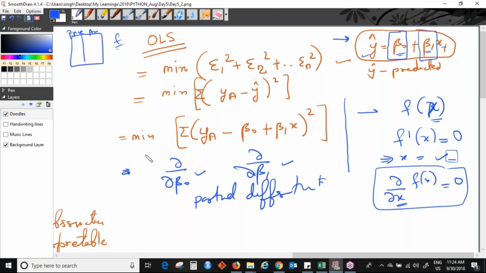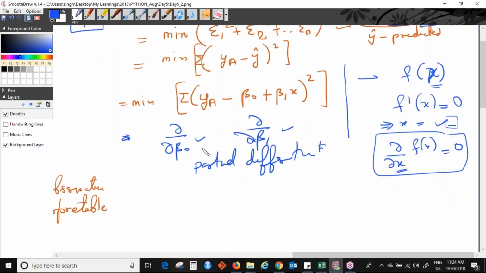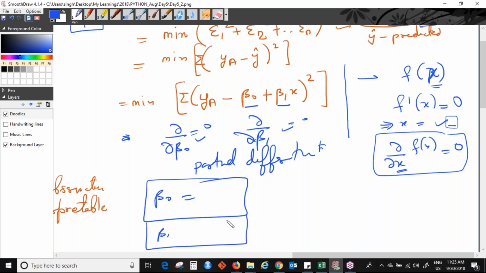You will differentiate this quantity once with respect to beta naught and once with respect to beta 1. Okay. So this is the calculus that you will do, or the software does this, and then you have two unknowns. You will get two equations here. By differentiating, you will solve the two equations and you will get the value of beta naught, and you will get the value of beta 1 also. After solving these two equations, you will get the values of beta naught and beta 1. So that is how the software calculates.